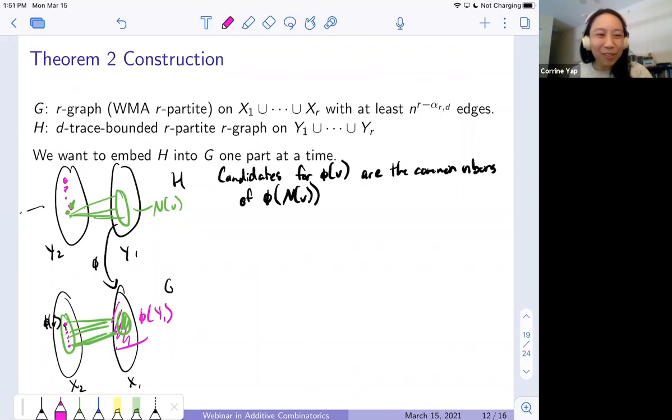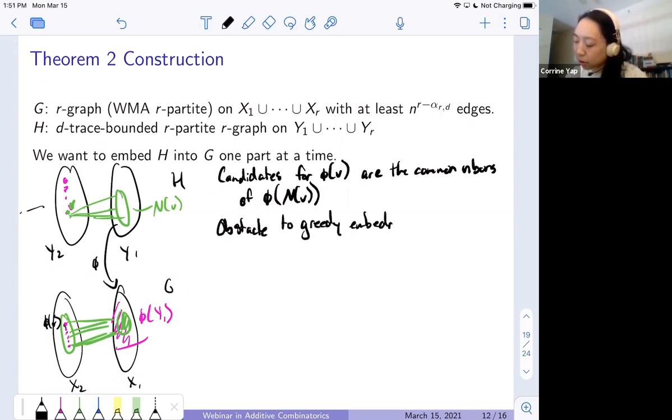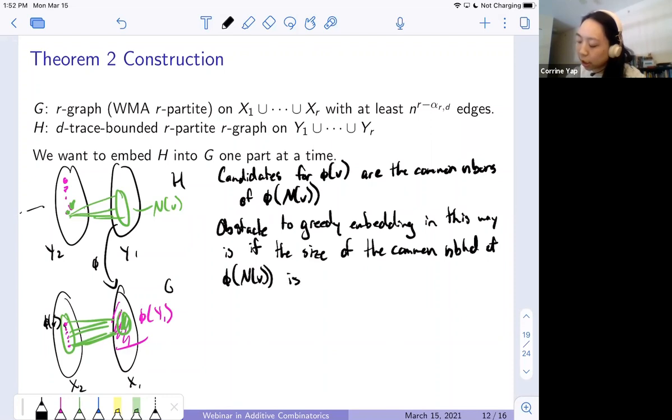So an obstacle to a greedy embedding in this way, by looking at the common neighbors of my embedded neighborhoods, is if the size of the common neighborhood of phi of N of v is too small, right? It's possible for me to run out of options by the time I reach v.